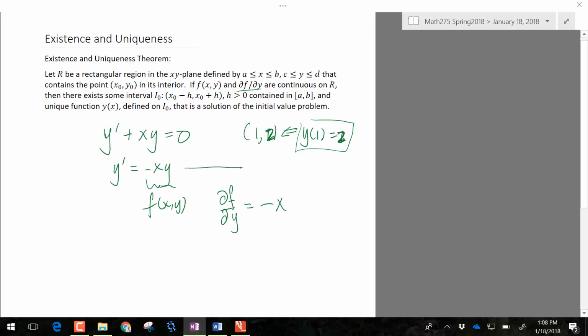So this function and this function are both continuous on some interval that contains 1. In fact, it looks like it's continuous for all real numbers, so if you just put all real numbers there, then that includes 1, so we're all good. So then there exists an interval around 1 that contains a, b, where it's continuous, well, minus infinity to positive infinity, so that we can find an actual solution to this.